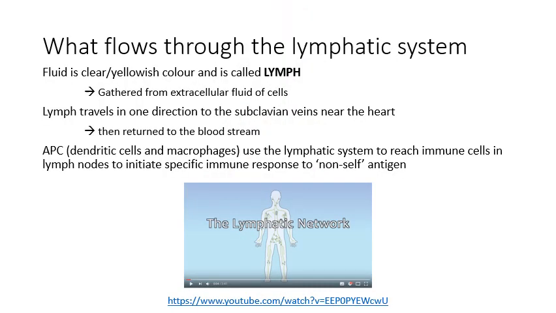So what can we find in our lymphatic system? I've told you it's a system of vessels that flows through your body. You don't find blood in these vessels. Instead, you find a fluid called lymph. Okay, so lymph is a clear yellowish liquid.